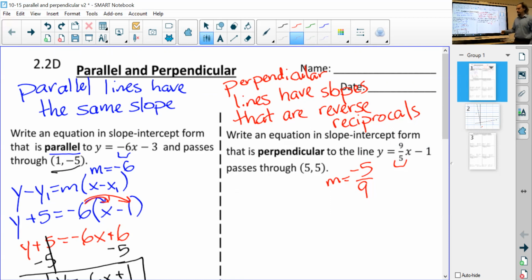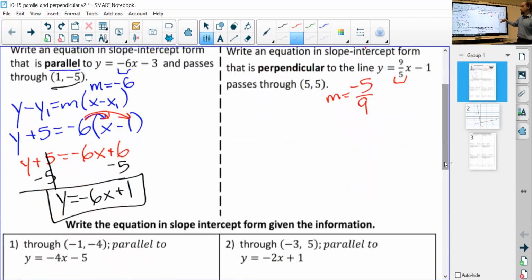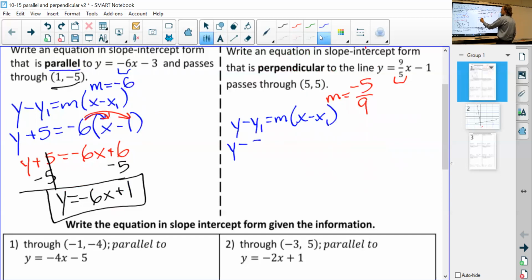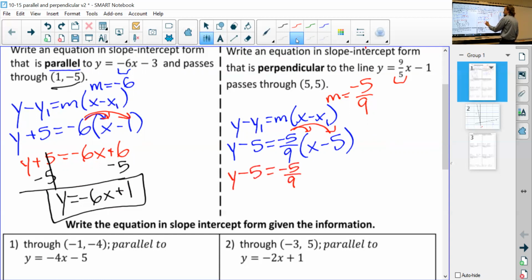Past that, it's just back to making an equation. So we do point slope again. It's our very best friend. So y minus y1 equals m times x minus x1. Fill in our values. I know this seems bad because it's 5/9, but it's going to work out, I promise. So y minus 5 equals negative 5/9 times x minus also 5. Okay, so we substitute first, then we distribute. So y minus 5 equals negative 5/9 x.